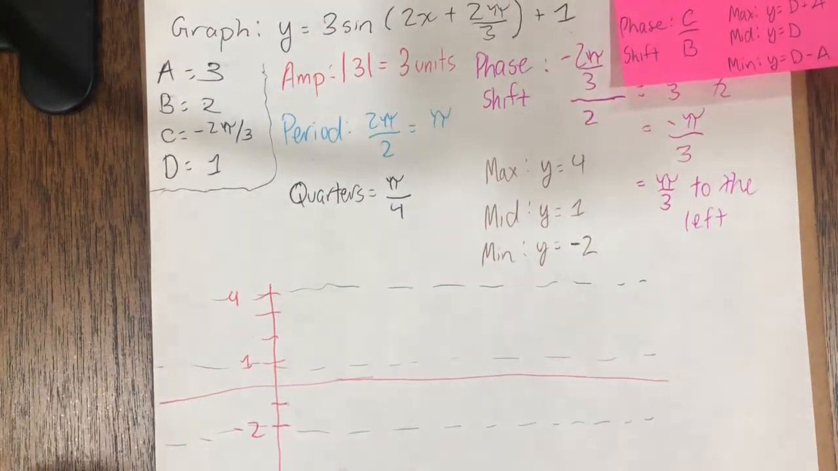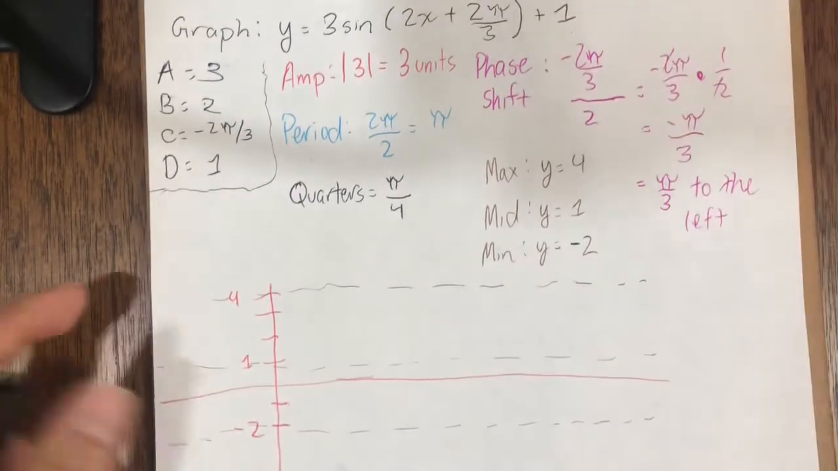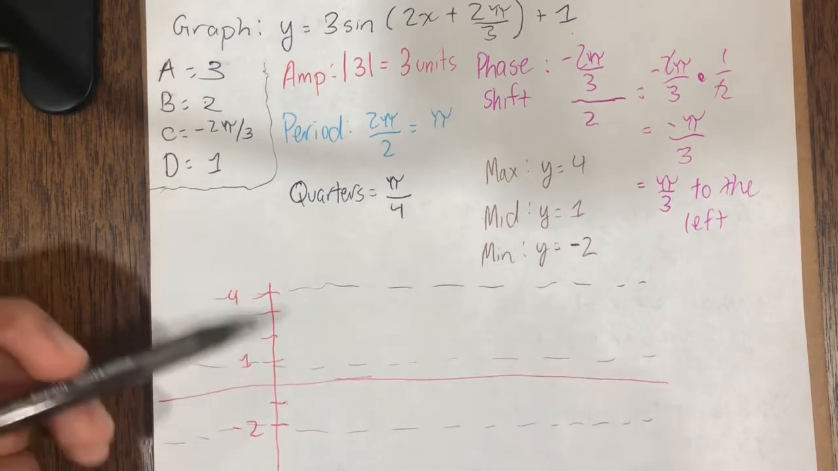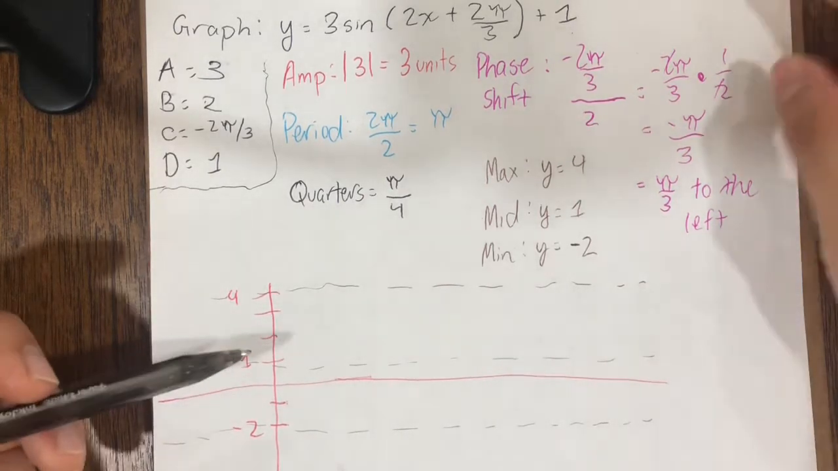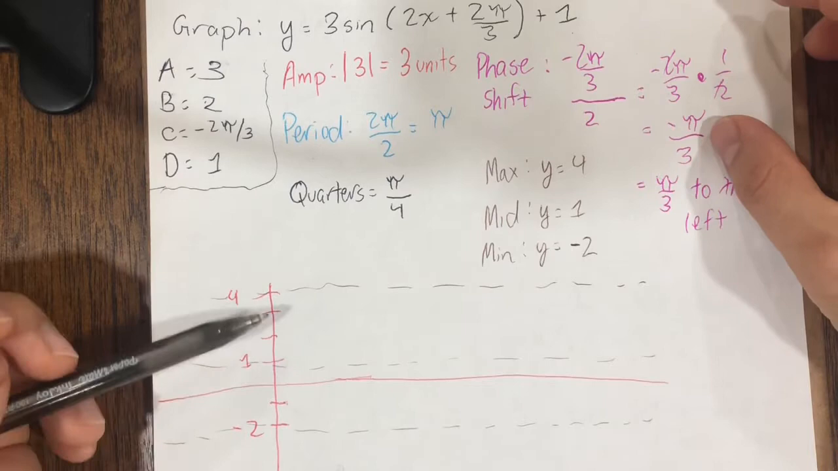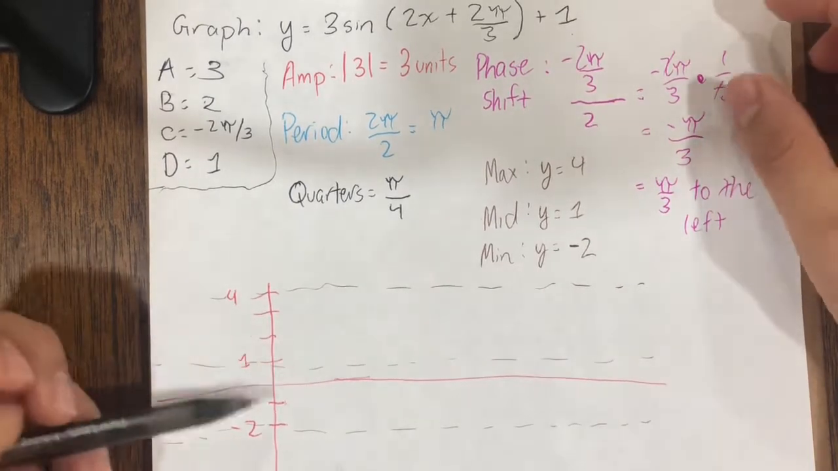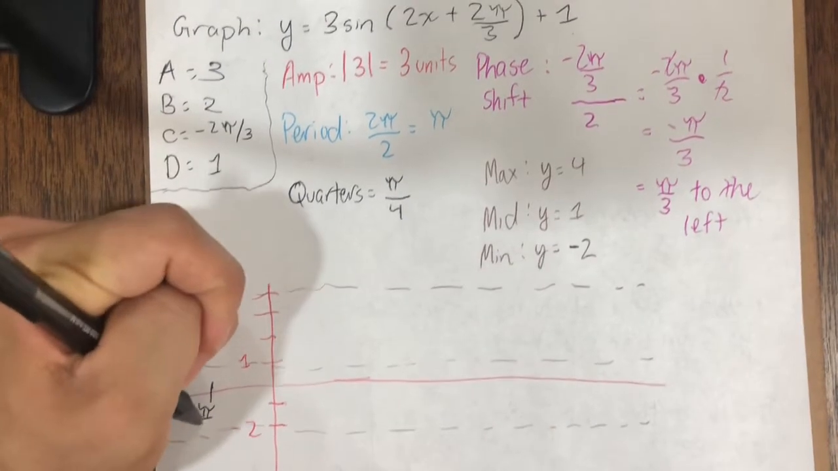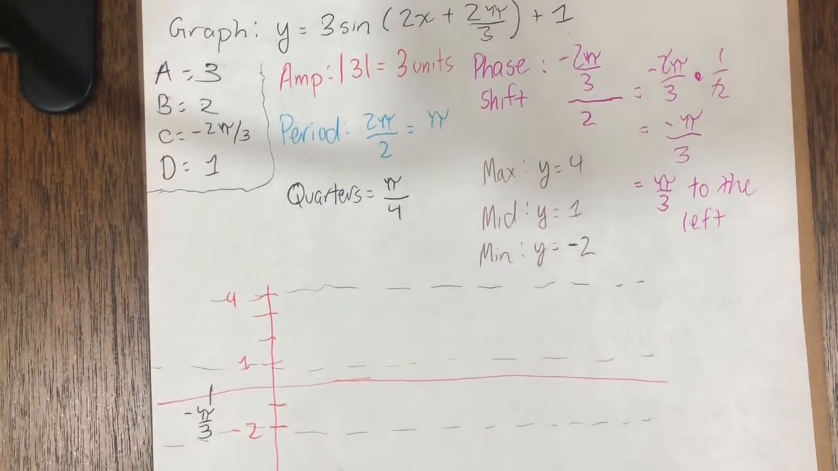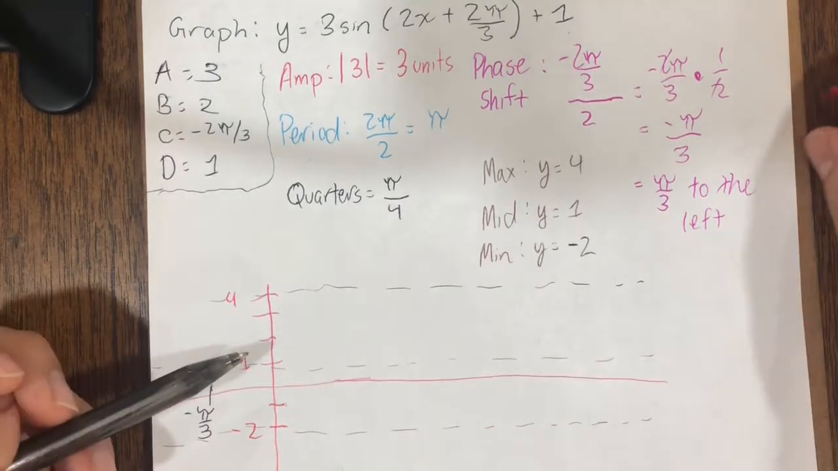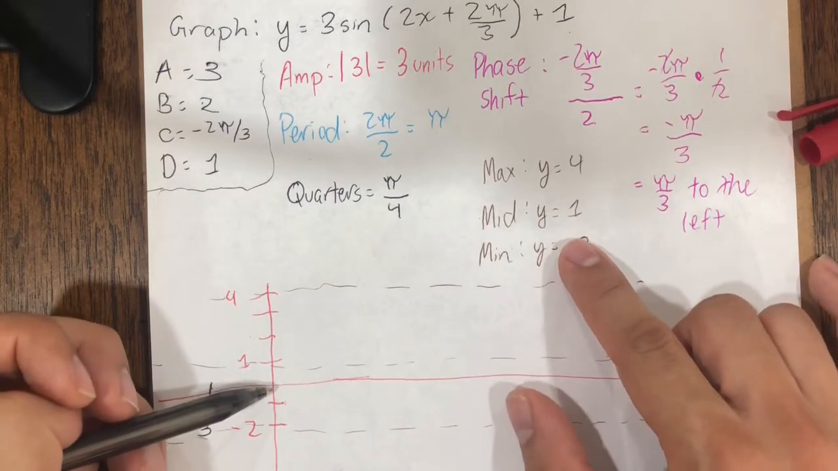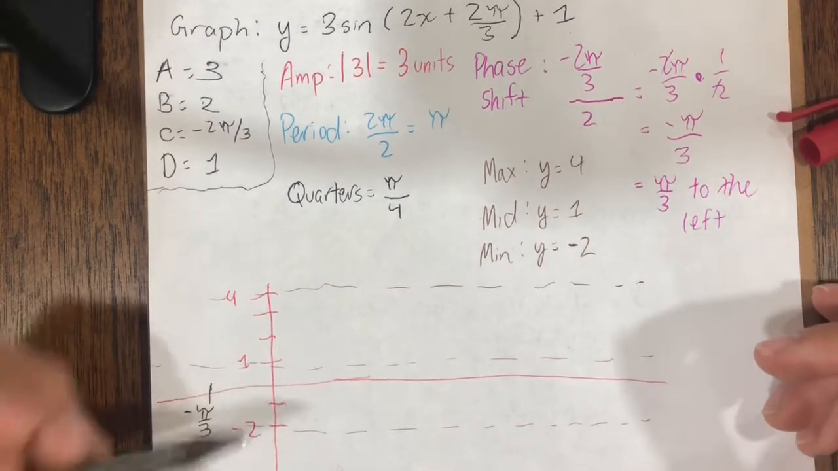Okay? So if we take a look, we usually start at 0, 0 for any graph, whether it's sine or cosine. However, we do have a phase shift which is negative pi over 3. So that means that instead of starting at 0, 0, I'm actually going to start at negative pi over 3, which is negative 60 degrees. All right, and then I usually would start at 0, 0, which is the midpoint of the sine function.